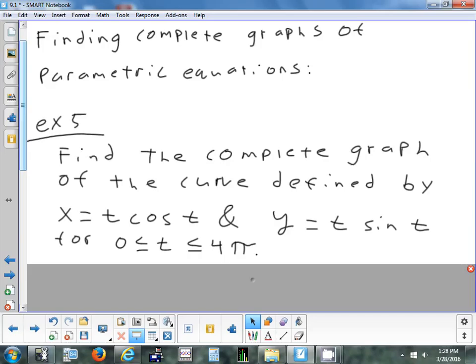All right, so let's try graphing this and just getting a complete graph. So for a complete graph, what I want to know is the x min and max, y min and max, t min and max.